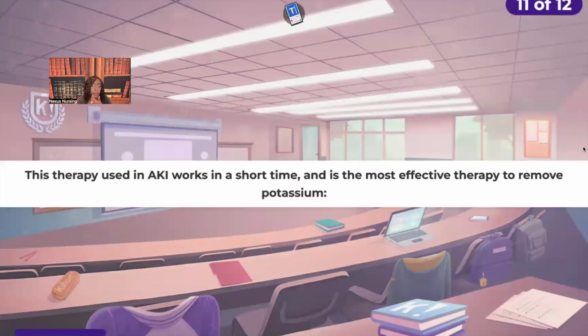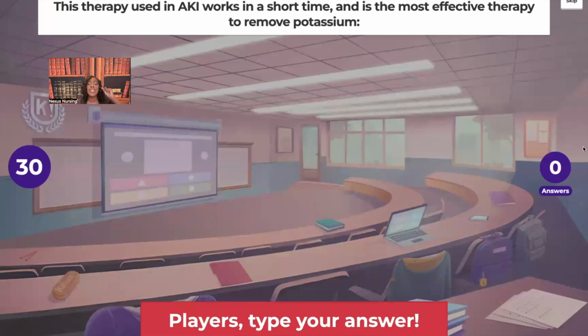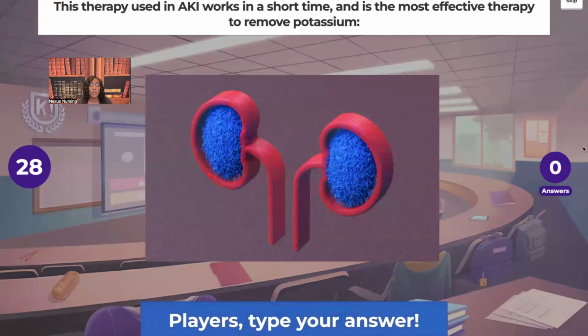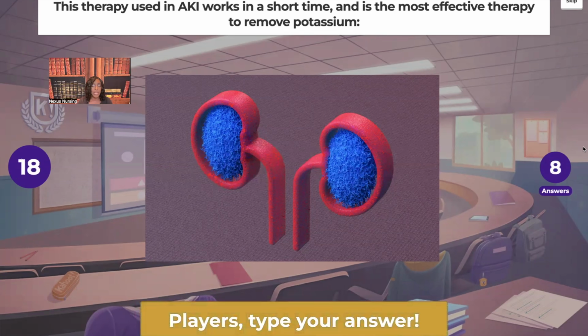Type in your answer. This therapy used in AKI works in a short time, and it is the most effective therapy to remove potassium. What is it called? What is it that we do for this patient? It's the most effective way to remove potassium, and it's done in a short time. How do we remove that potassium quickly? And it's the most effective way. Very good. Albuterol.